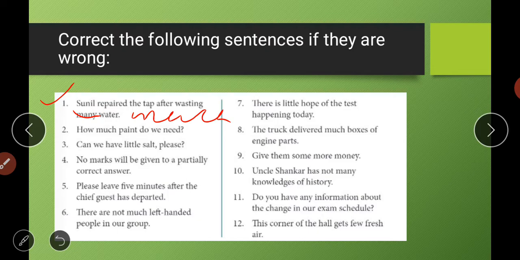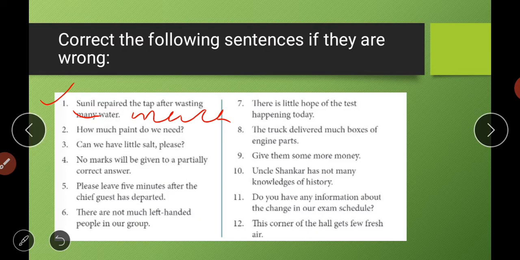Third is, can we have little salt please? With words like little and few, we have to use the word a along with these, otherwise it is of a negative sense. So we will use the word a here. Can we have a little salt please? A little means we are talking about a very small quantity of something, so we have to write the word a little. So can we have a little salt please?